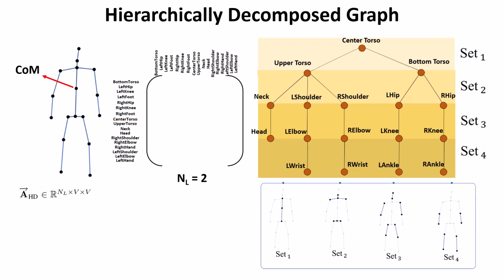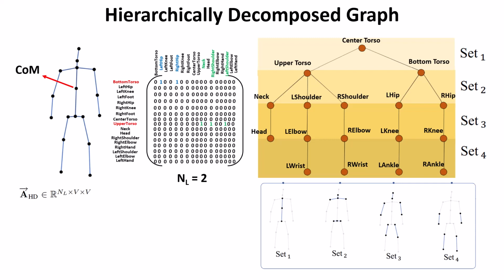For the second matrix, we say what are the parents? Those are upper torso and bottom torso. And what about children? We can say for the bottom torso, it is connected to left hip and right hip, which is color-coded by blue. And for the upper torso, the children are neck and left shoulder and right shoulder, which are color-coded by green. And we can simply say, for example, for bottom torso, left hip and right hip should be 1. And for upper torso, neck and left shoulder and right shoulder should be 1. And all the other entries should be 0.